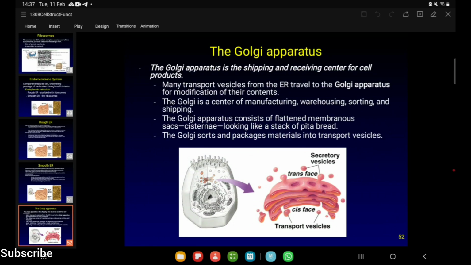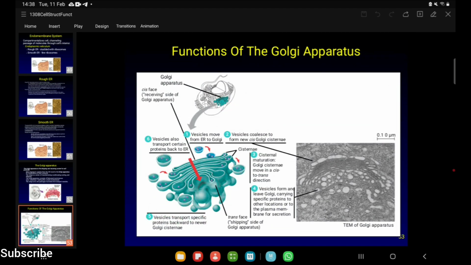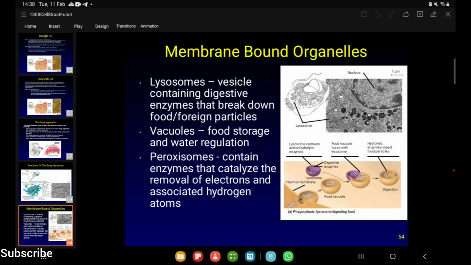The Golgi apparatus is the shipping and receiving center for the cell's products. Many transport vesicles from the endoplasmic reticulum travel to the Golgi apparatus for modification of their contents. The Golgi is a center of manufacturing, warehousing, sorting, and shipping. The Golgi apparatus consists of flattened membrane sacs, cisternae, and looks like a stack of pita bread. Next one is the Golgi sorts and packages materials into transport vesicles. Function of the Golgi apparatus we already discussed.